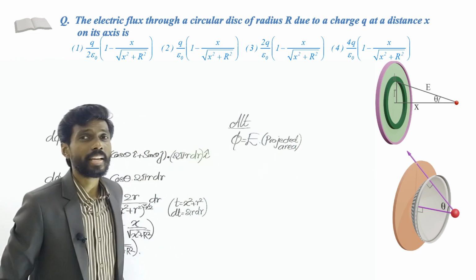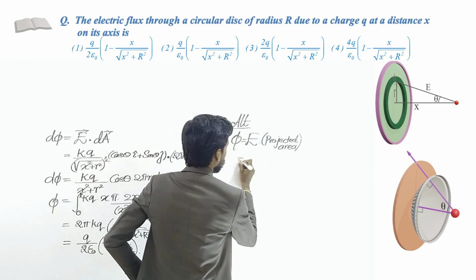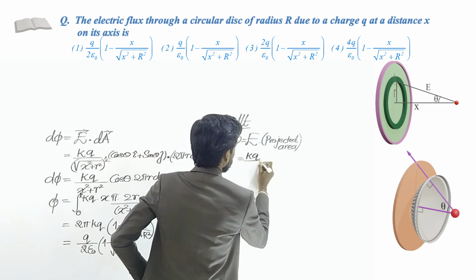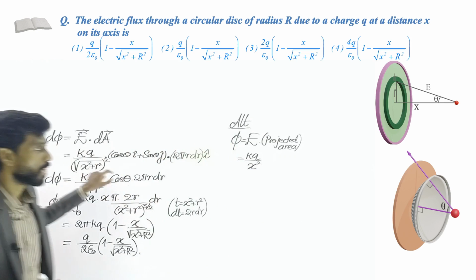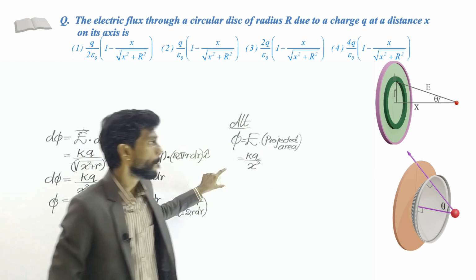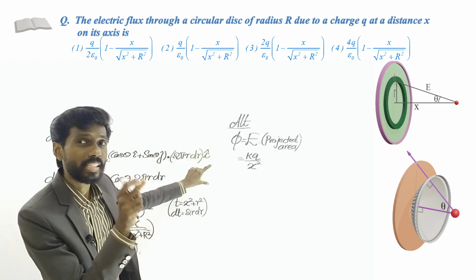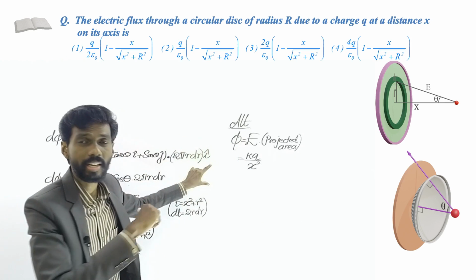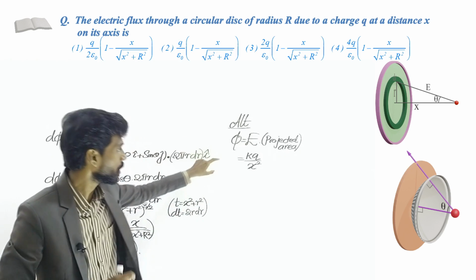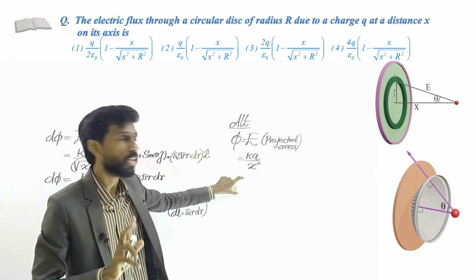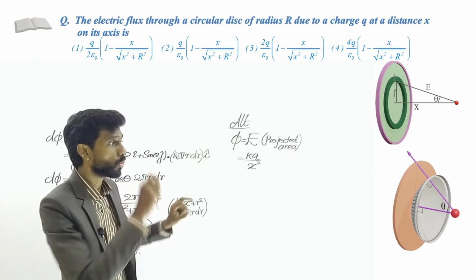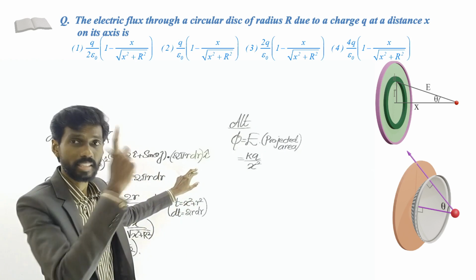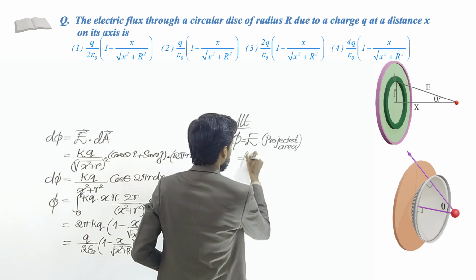So what is the electric field here? That is kq divided by x squared. Here we are finding the electric field due to the charge q at a distance x only, because any point on the sphere is at a distance x. So that means kq divided by x squared, which is a constant here. That is the electric field due to the charge q at any point on the surface.